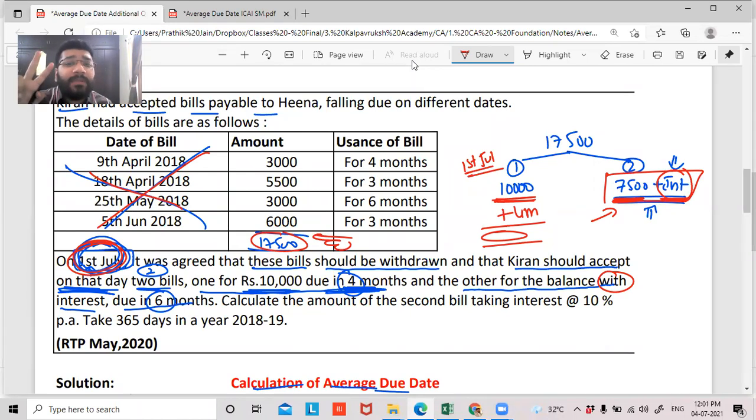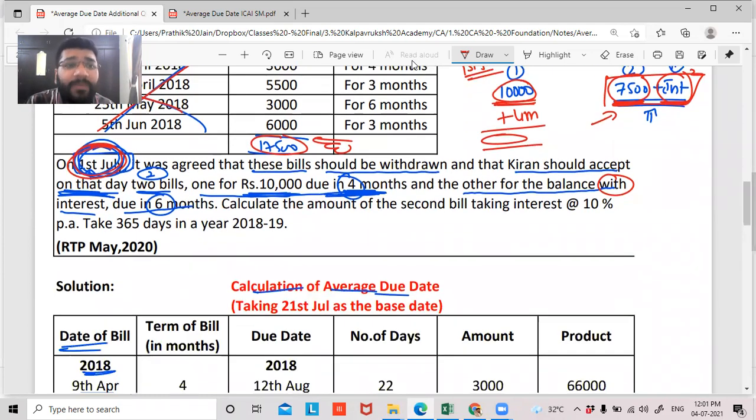Because on 2nd September, had you made the payment, no interest would have come, but you did not make the payment on 2nd September. So therefore, there will be an interest component on this amount and there will be an interest component on this amount. Do you agree? Yes, sir. So those two interests along with 7,500 will be the amount of the second bill.